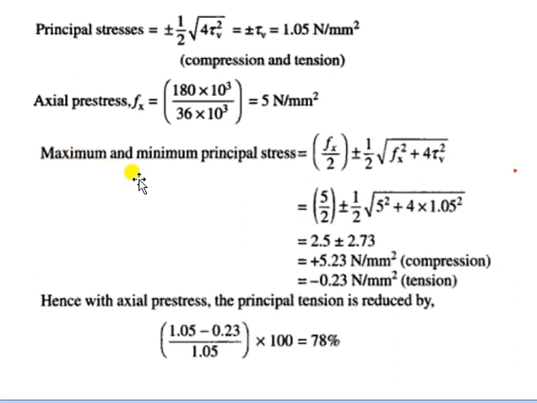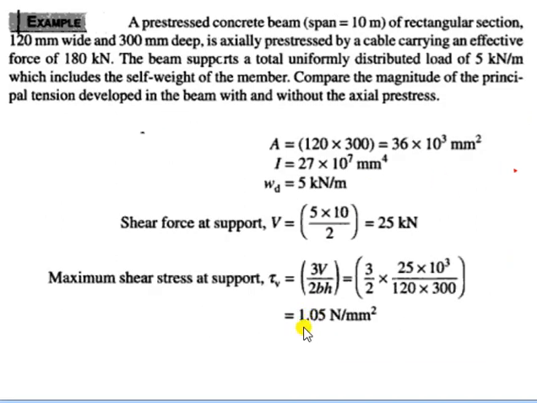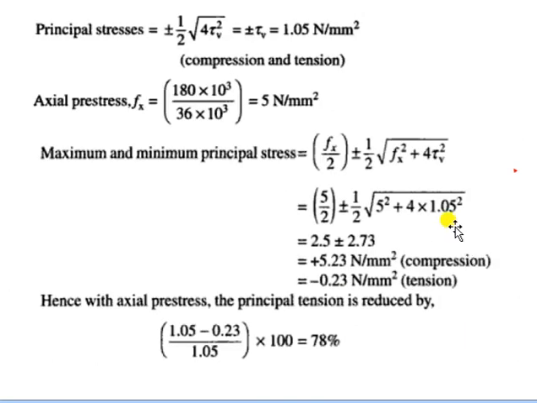Therefore maximum and minimum principal stresses is equal to f of x by 2 plus or minus 1 by 2 square root of f of x square plus 4 tau v square. So substitute the values of f of x and tau v. So f of x is 5 by 2 plus or minus 1 by 2 square root of 5 square plus 4 into tau v. So tau v we have calculated in the previous step, that is 1.05. So substitute the value of tau v, that is 1.05 square.